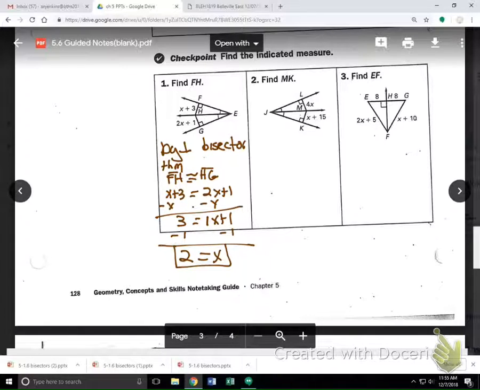2 equals x. I'm not done because the question was to find the distance of FH. We know FH's formula was x plus 3. So we have to substitute in the value of x. So we have 2 plus 3, which is? Okay. So we know based on that perpendicular bisector theorem, yes ma'am? That's an H.